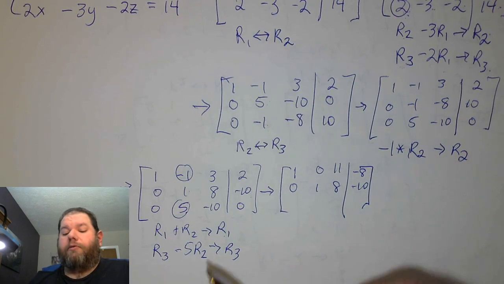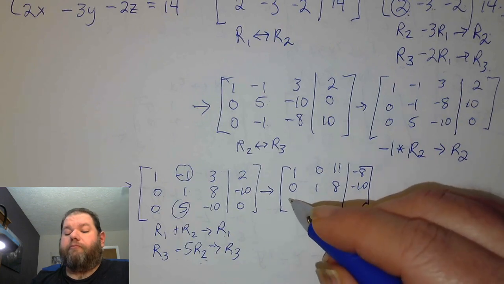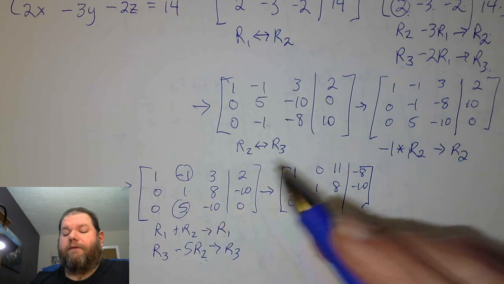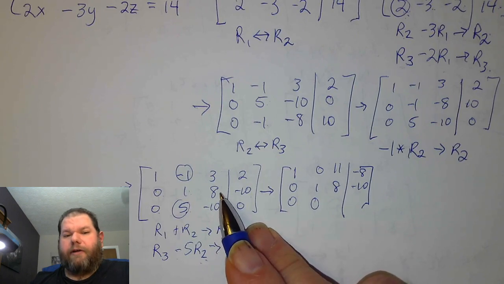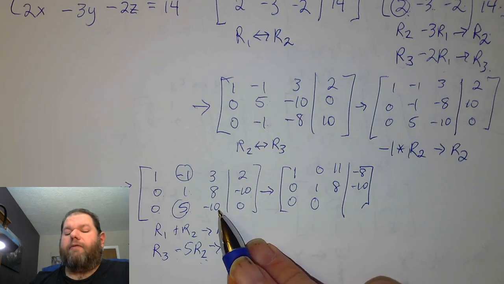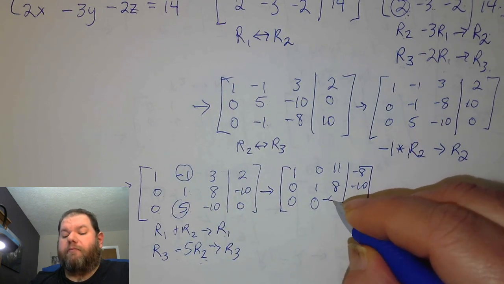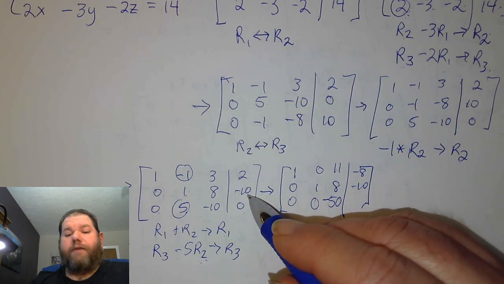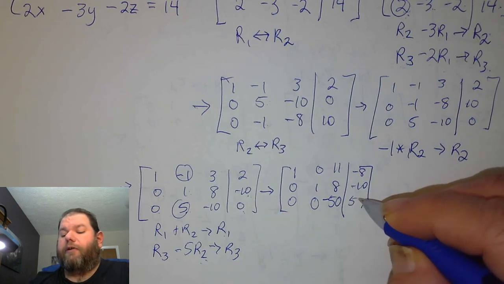For row 3, we wanted to subtract 5 times row 2. So 0 minus 5 times 0, 0. 5 minus 5 times 1, so 5 minus 5 is 0. Negative 10 minus 5 times 8. So negative 10 minus 40 is negative 50. And then 0 minus 5 times negative 10, 0 plus 50 is 50.